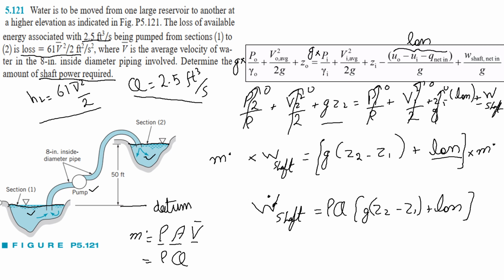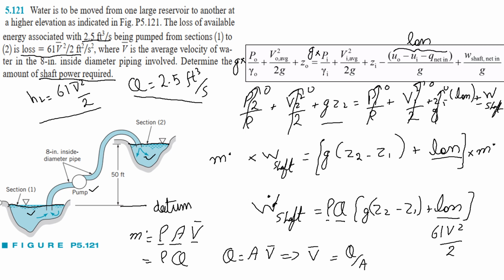So now we have the density where we have the volumetric flow rate. What we need to do is to put the term for the loss that is given in the statement, that is 61 v square divided by 2. So we can find the average velocity from this volumetric flow rate by the term that is Q is equal to A V dash, and V dash will be equal to Q divided by A.